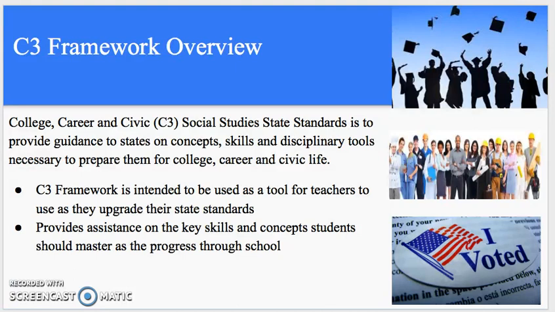All right, so the C3 framework overview. Here is a brief statement from the website. It's college, career, and civic C3 social studies state standards is to provide guidance to states on concepts, skills, and disciplinary tools necessary to prepare them for college, career, and civic life. The C3 framework is intended to be used as a tool for teachers to use as they upgrade their state standards, and it provides assistance on key skills and concepts students should master as they progress through school.